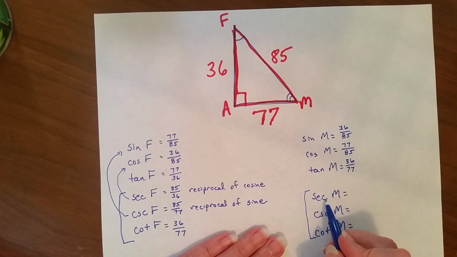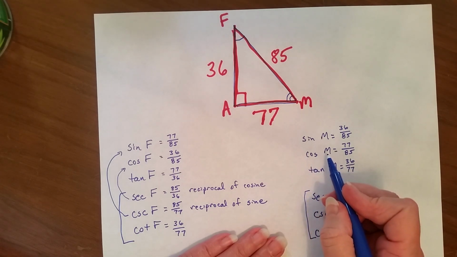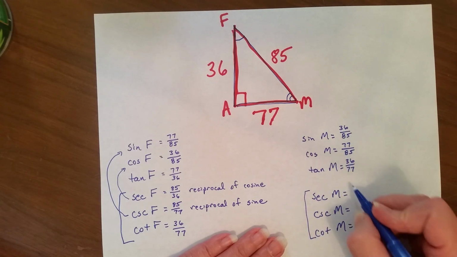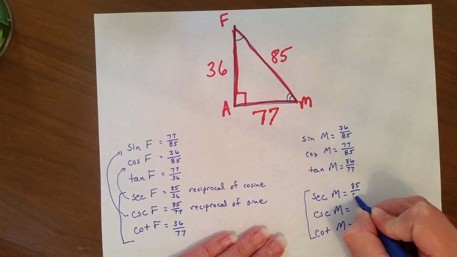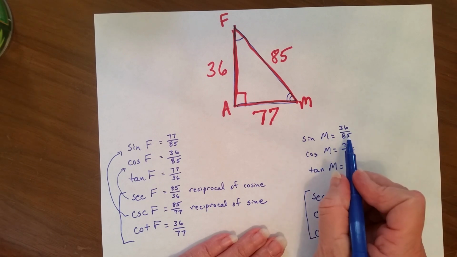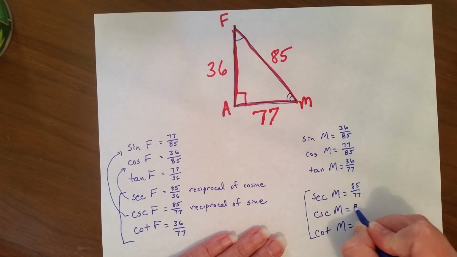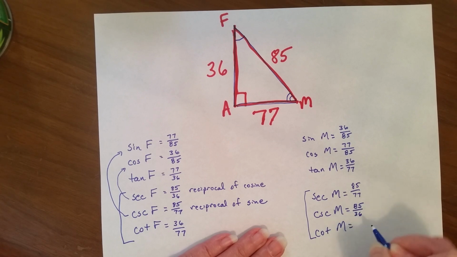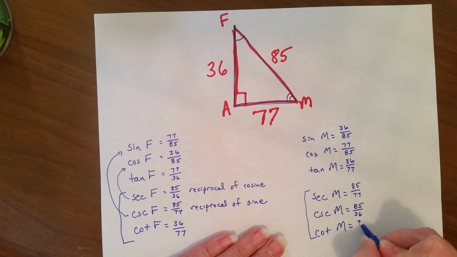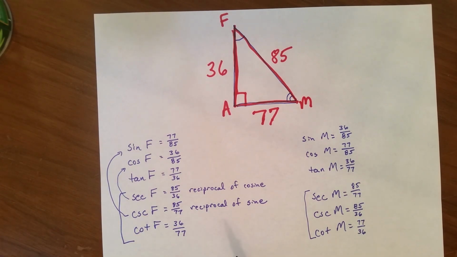So the secant is the reciprocal of the cosine. So it's going to be, instead of 77 over 85, it'll be 85 over 77. The cosecant is the reciprocal of the sine, so 85 over 36. And the cotangent is the reciprocal of the tangent, so 77 over 36. Okay, those are the 6 trig functions.